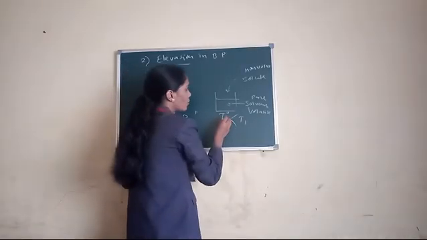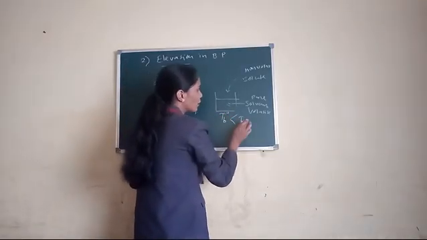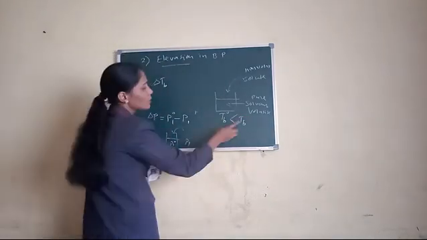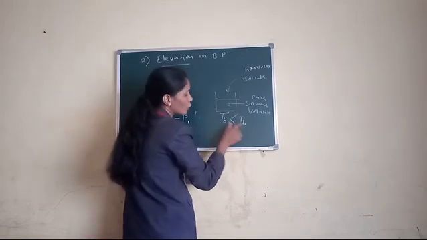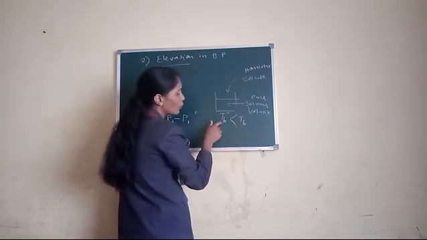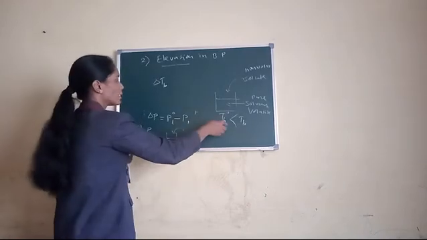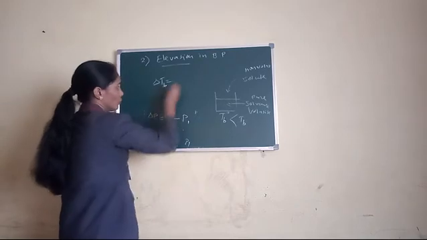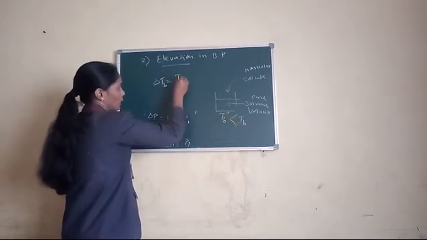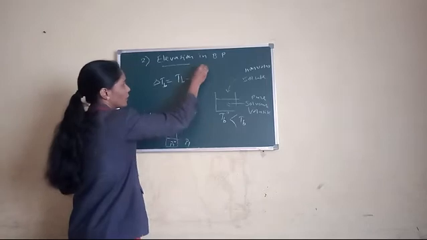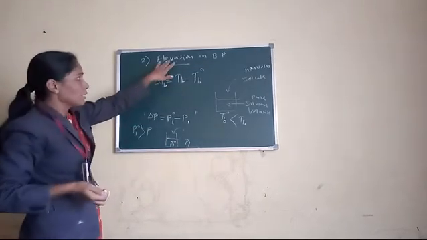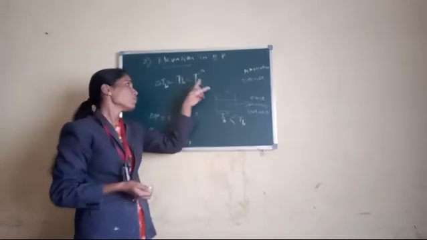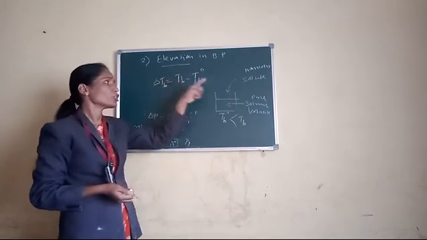T naught B and TB are denoted as follows: TB means the boiling point of the solution, and T naught B means the boiling point of the pure solvent. From this data, delta TB, the change in boiling point, is equal to TB minus T naught B. This is the elevation in boiling point, meaning the increase in boiling point after addition of solute.